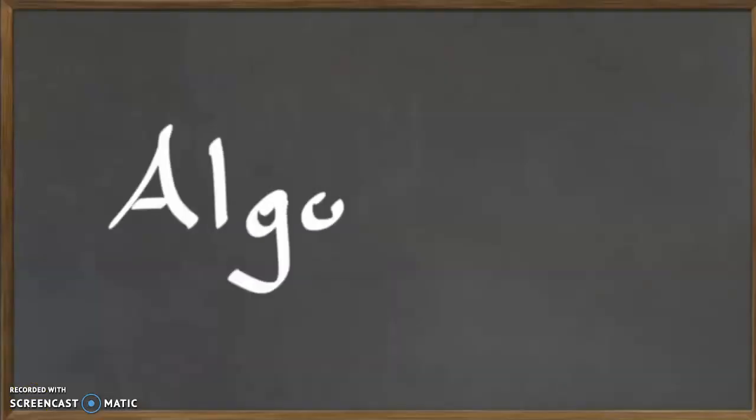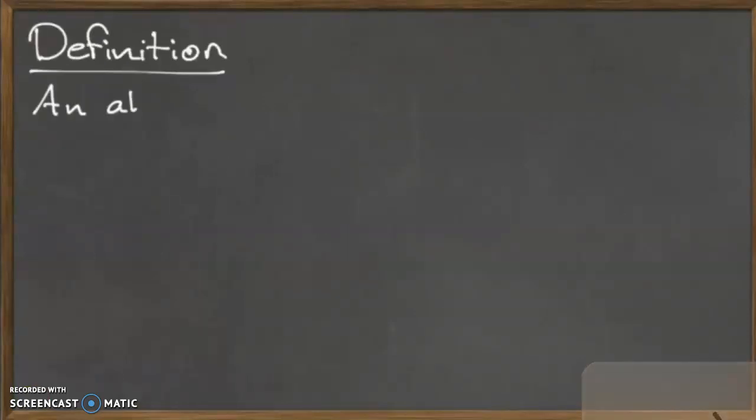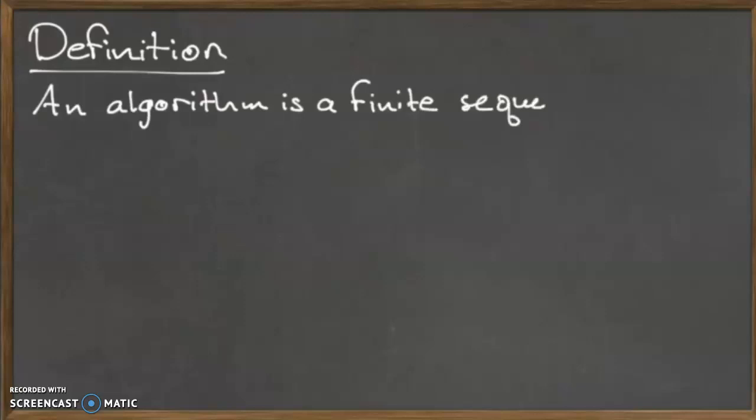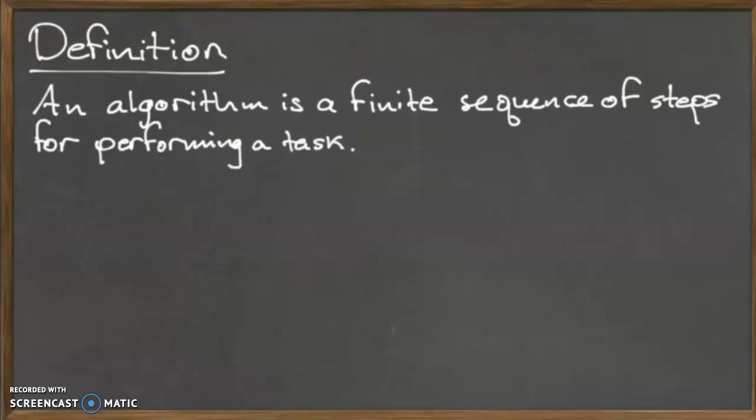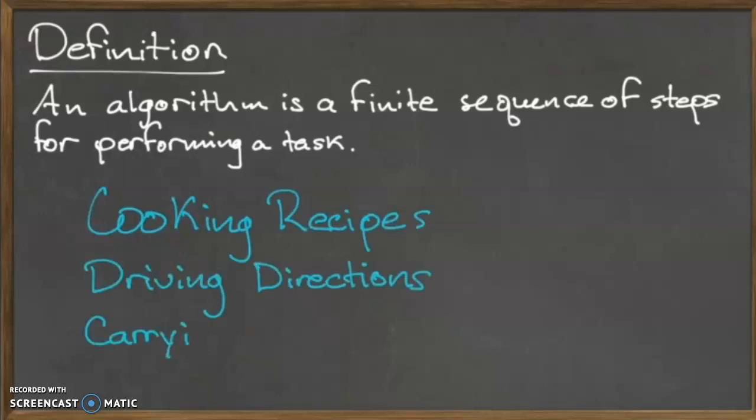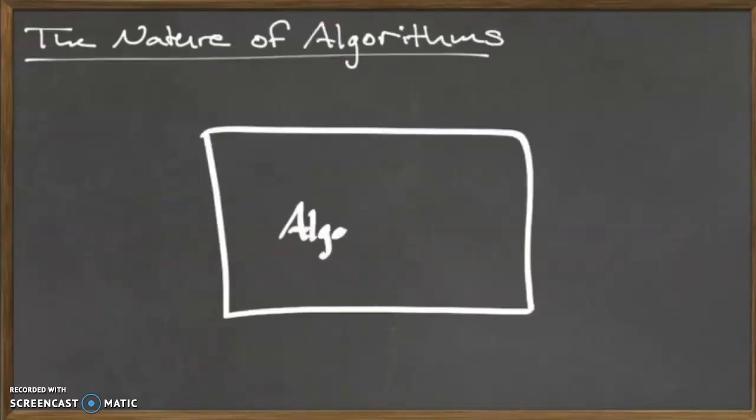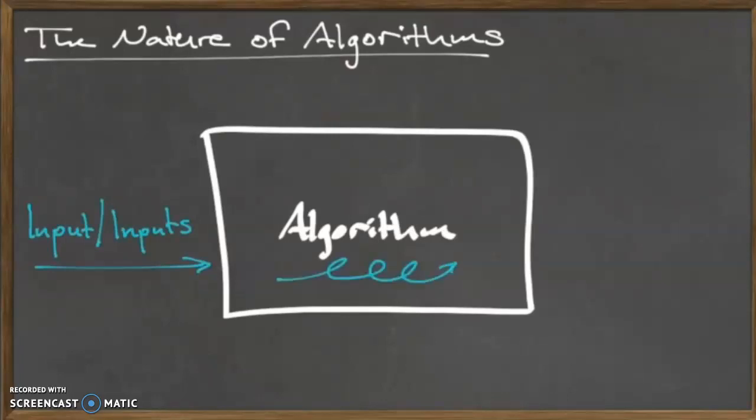In this video, we will begin our discussion of algorithms. An algorithm is a finite sequence of steps for performing a task. By finite, we mean that the algorithm ends eventually and does not continue to run forever. Some examples of algorithms that we use in our everyday life are cooking recipes, driving directions, and, for our purposes, carrying out a mathematical task. An algorithm consists of 3 parts, as illustrated by the diagram below: the input, the finite sequence of steps, and finally the output.